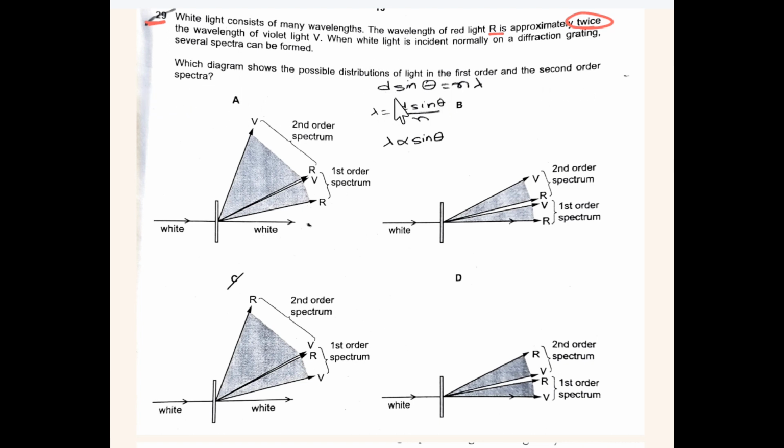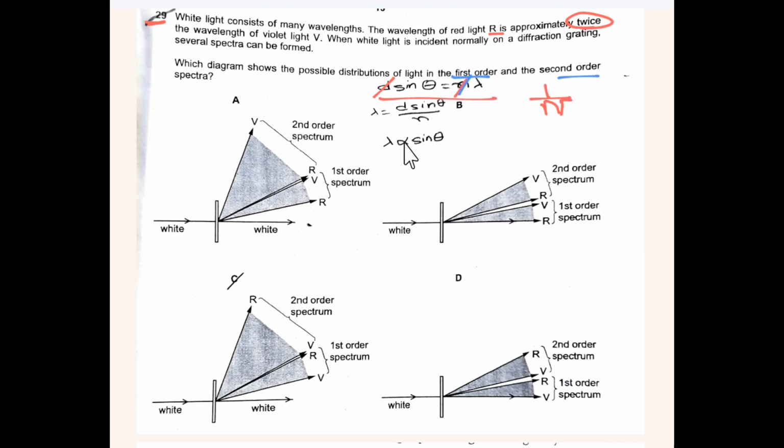So we know the equation for the diffraction grating: d sin theta is equal to n lambda, where d is constant since 1 by d is the number of lines per meter, which is constant. So d is constant, and n is also the same, because here we are given the first order and the second order, so n is also the same.